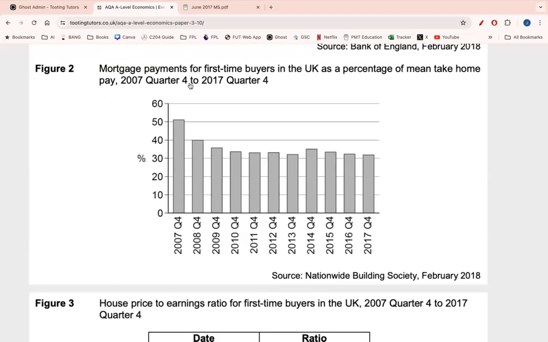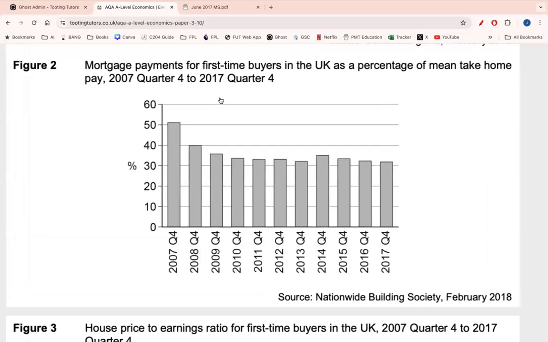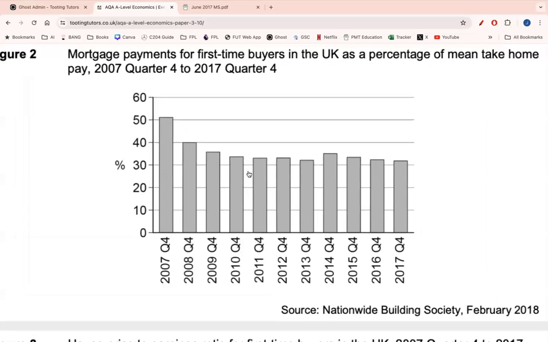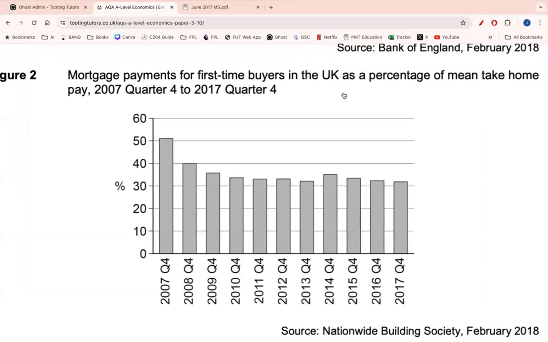That allows us to transition into figure 2, which talks about mortgage payments. This is quite a useful graph. It's saying that the mortgage payments everybody makes per month or per year has gone down from being 51% of your mean income to just over, so 32%. Try not to guess it. 32% of people's mean income in 2017 quarter four. Therefore, it's more affordable for people to pay off their homes. So therefore, housing has become more affordable.